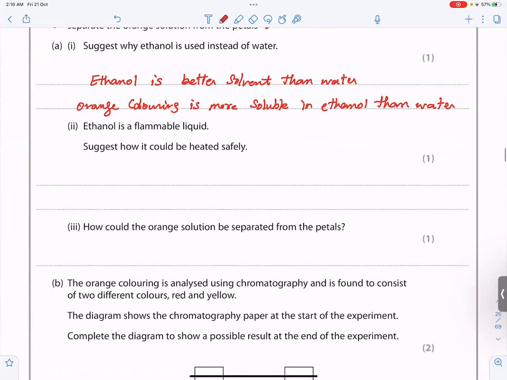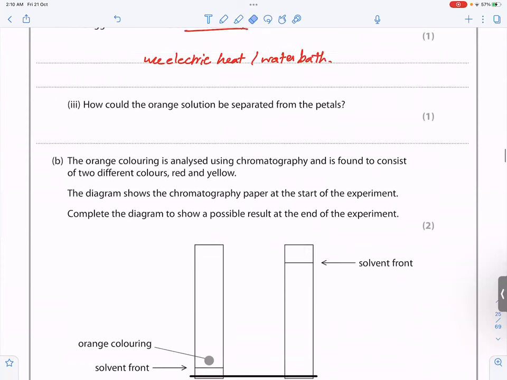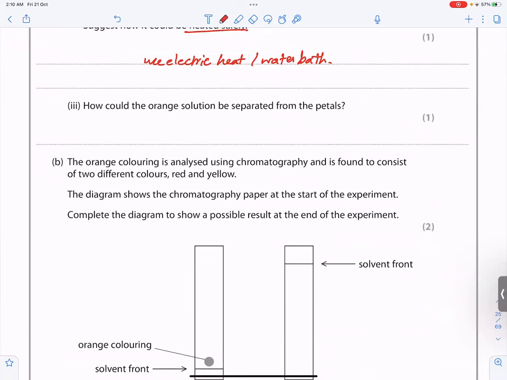Ethanol is a flammable liquid, suggest how it could be heated safely. ممكن نعملها heating safely يا إما electric heater أو water bath. يبقى يا إما نستخدم electric heater يا إما نستخدم water bath. How could the orange solution be separated from the petals؟ يعني solution تجيبه إزاي من البتلز؟ تعمل filtration للبتلز. Filtration.